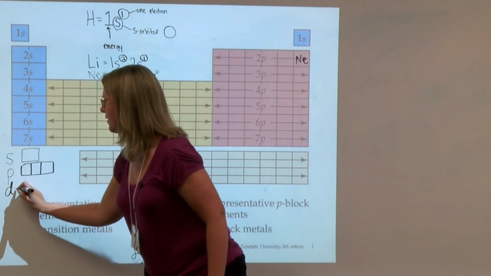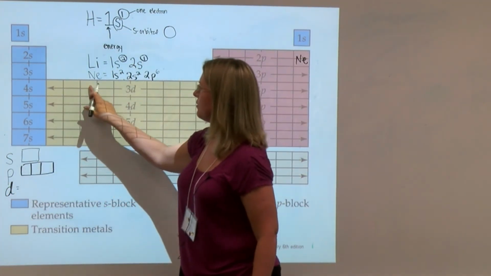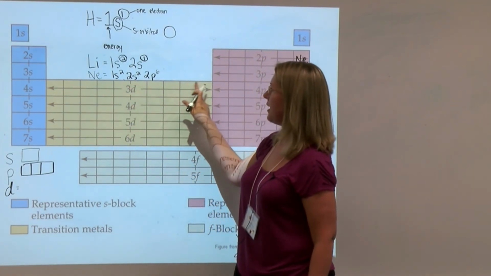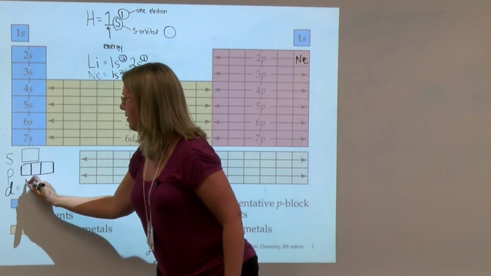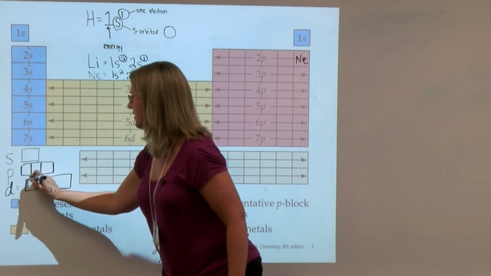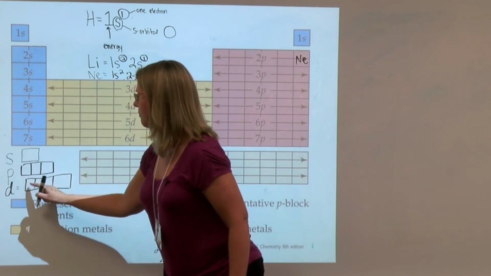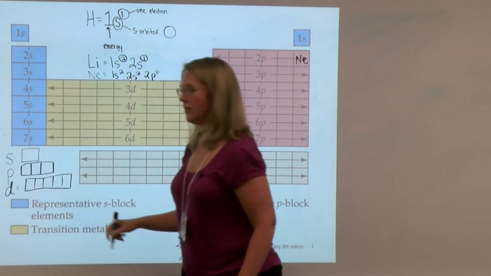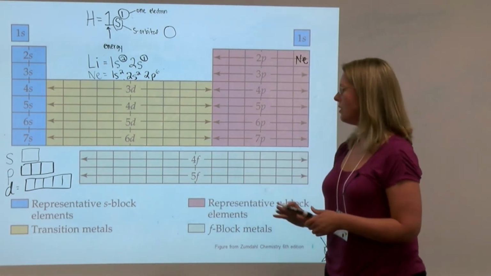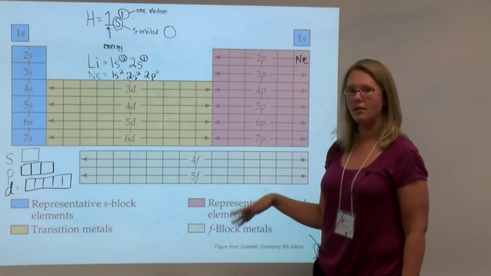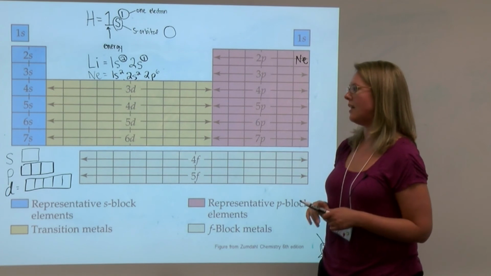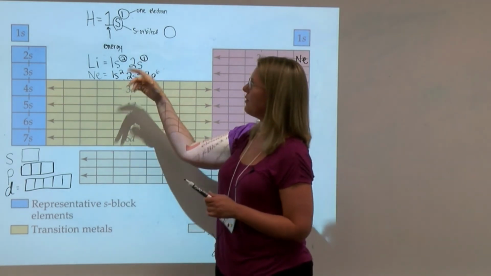D, if you count, 1, 2, 3, 4, 5, 6, 7, 8, 9, 10. So how many boxes will we have? We'd have 5. If you go back to the slide where we had the picture, you'd see there's 5 different D orbitals. And then F, which we won't deal with, has 14, so there would be 7 there. So let's try to draw some of these.